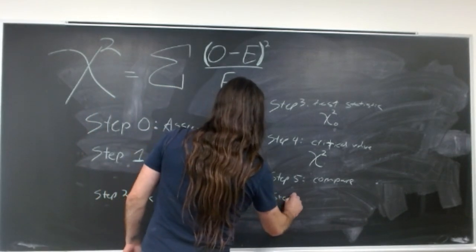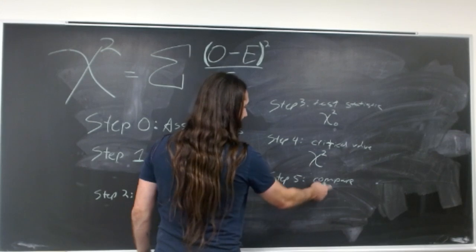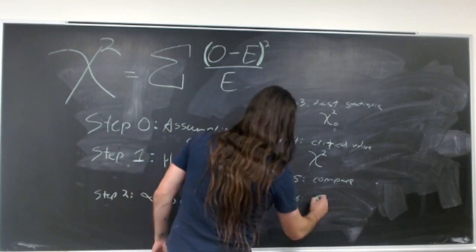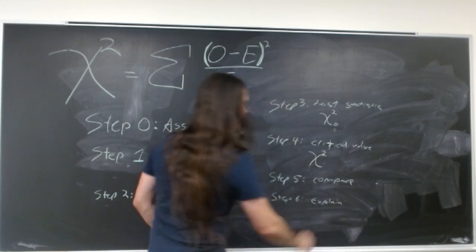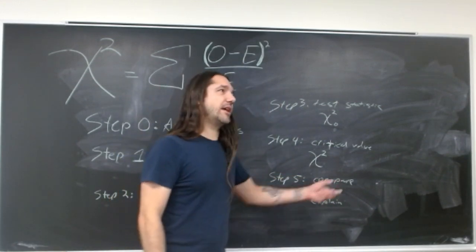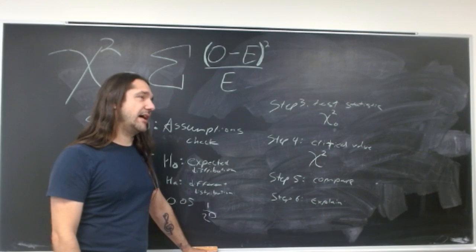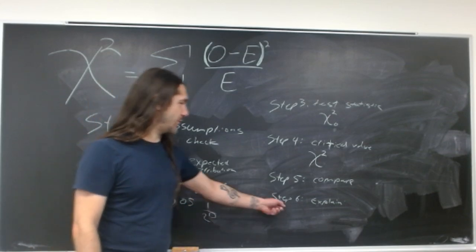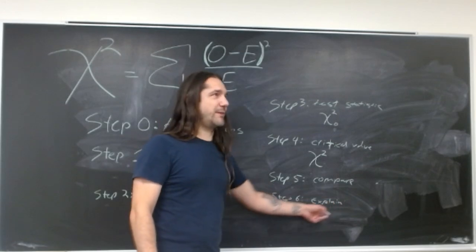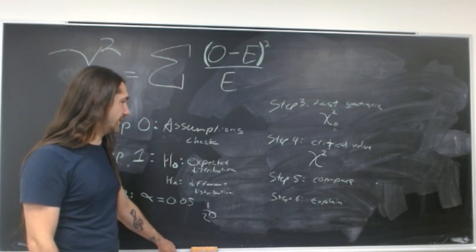Step 6, well, I guess decision could fall under either one. Explain. It's great if you get to here and you say, okay, we rejected the null hypothesis, and that's the conclusion we came to. Great. What does that mean? Actually, put this back into context. Context is king. Good. All right.